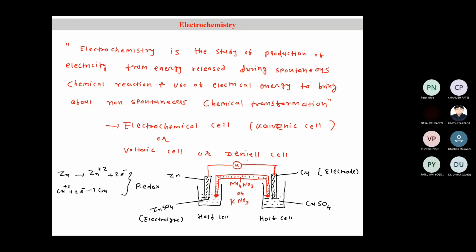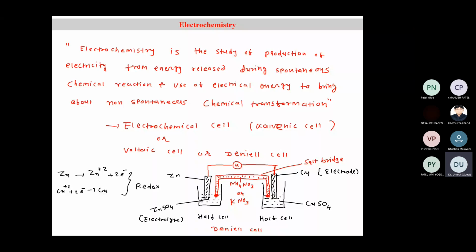A very important function of the salt bridge is to maintain electrical neutrality, so that charge does not increase on one side. The salt bridge is useful to maintain electrical neutrality. So this entire assembly is called the Daniell cell. That is the function of the salt bridge.